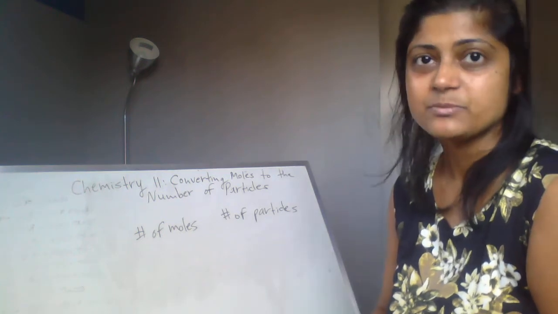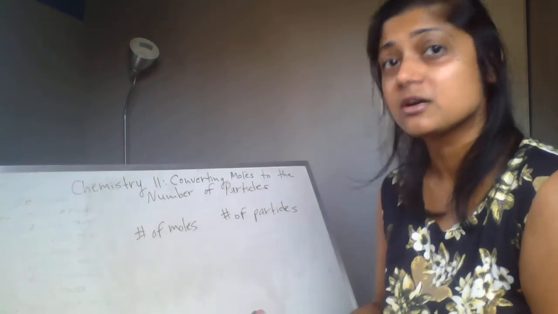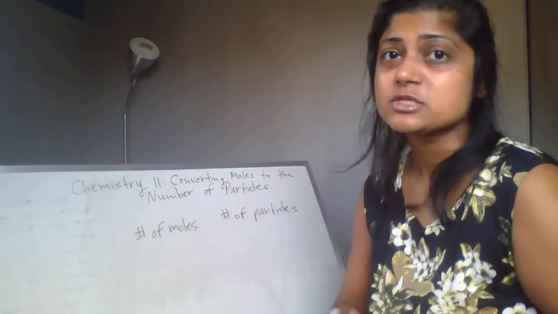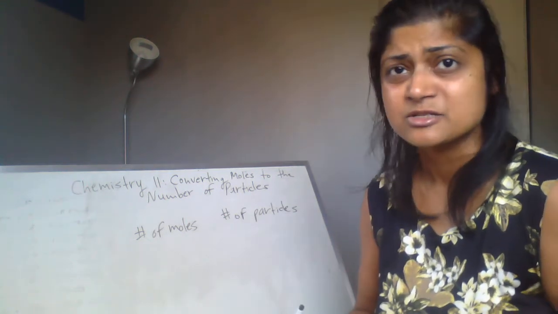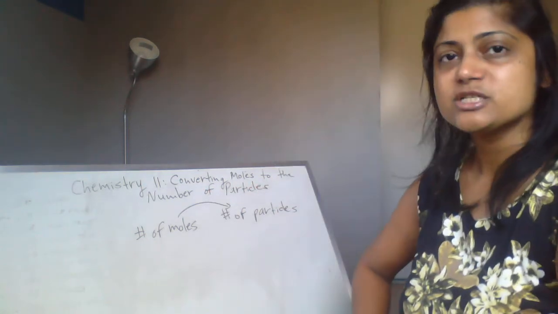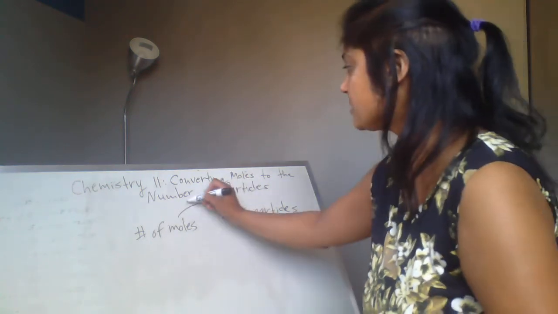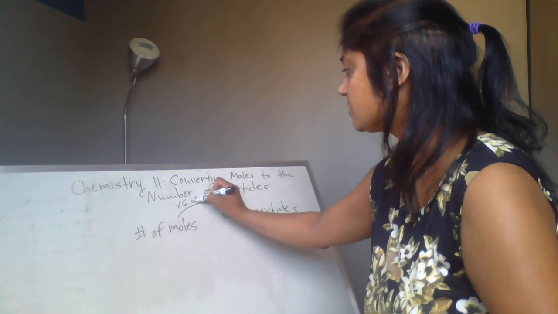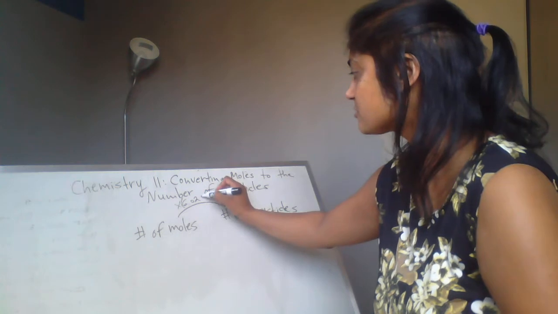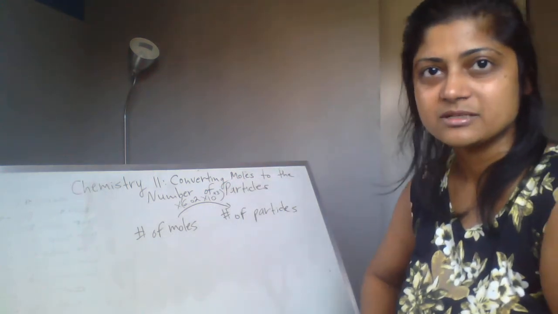What I need to remember here is there's a very important constant. This is called Avogadro's constant. I have to make sure I memorize this number, because most teachers will not give it to you on a test or a quiz. When I'm changing the number of moles to the number of particles, I have to multiply by Avogadro's constant. I'm going to write down the constant in brackets here. It's 6.02 times 10 to the power of 23.